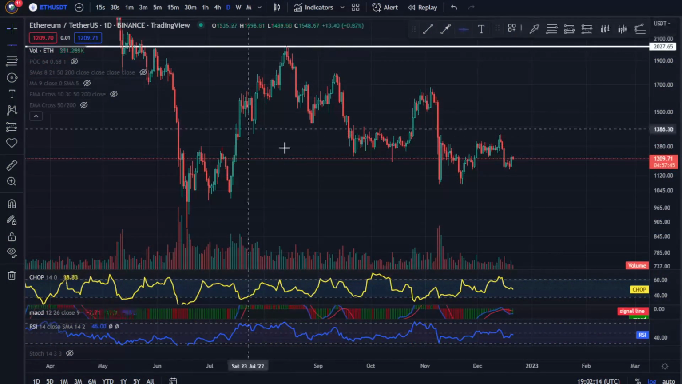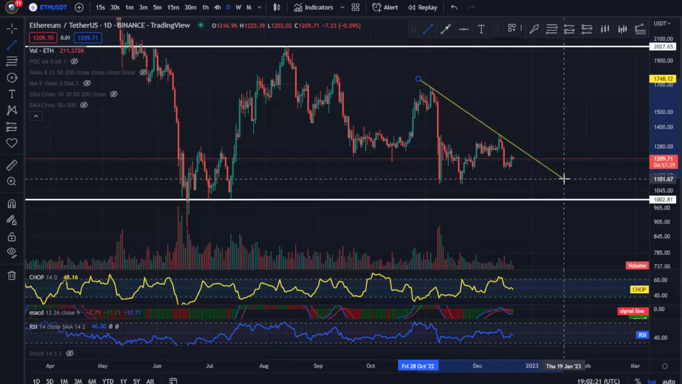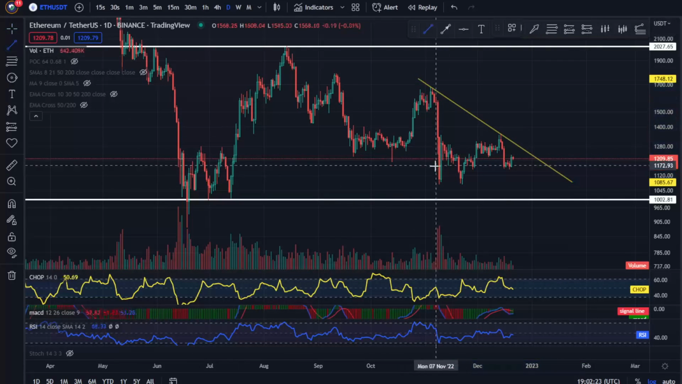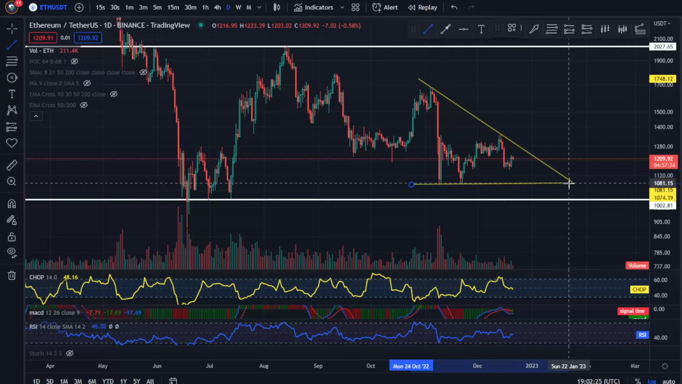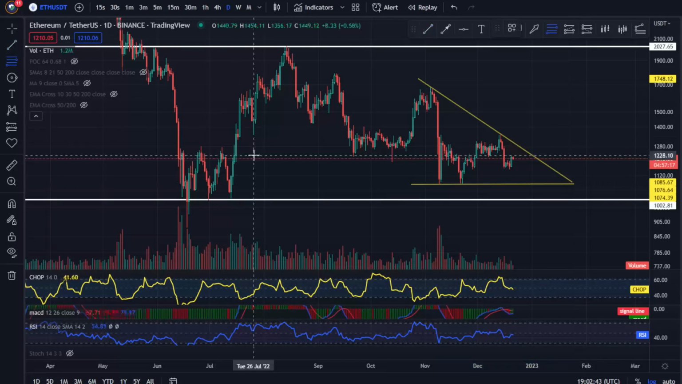Now let's move on to the ETH chart, where, as in the case of BTC, we can mark the sideways trend channel, but locally, we can see that a triangle has formed in which the price moves.